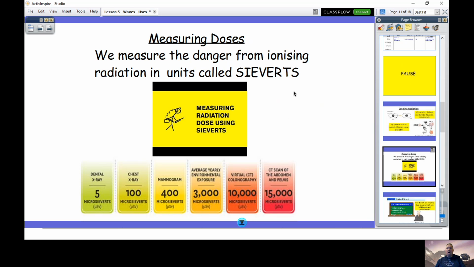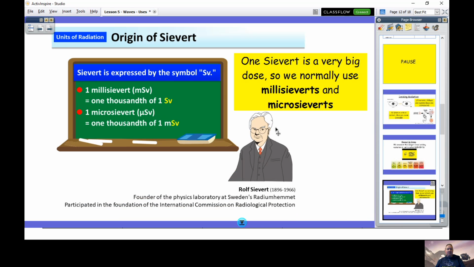So to check how much electromagnetic ionizing waves we're being exposed to, we can measure how much danger we're in by measuring the amount of electromagnetic radiation in a unit called sieverts, S-I-E-V-E-R-T-S. So for example, you might measure a dose as 5 microsieverts or milli. Why do we use such micro and milli? Well, it's because 1 sievert of electromagnetic waves would actually be a really, really big dangerous dose.